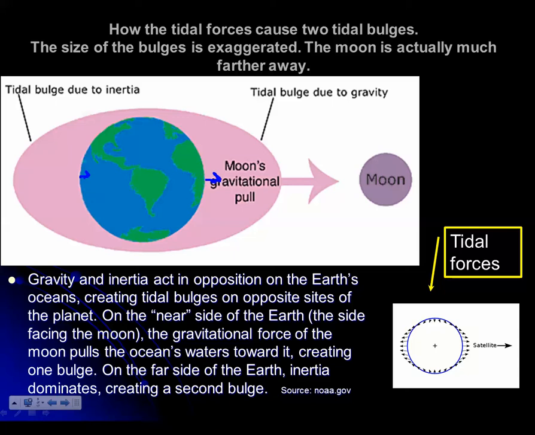So in essence, the inertia force is dominant, and the overall effect is a bulge outwards on the left side as well. So you have a bulge on the right and a bulge on the left in line with the Moon-Earth orbiting system. You also have to remember that the center of mass of the Earth and the Moon is somewhere about there, which means they kind of orbit each other in a sense.